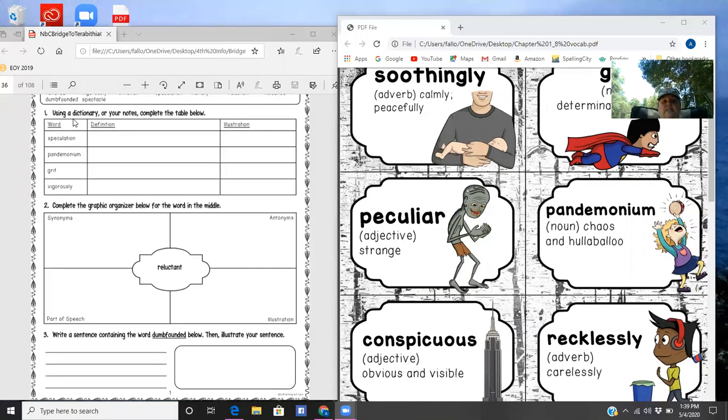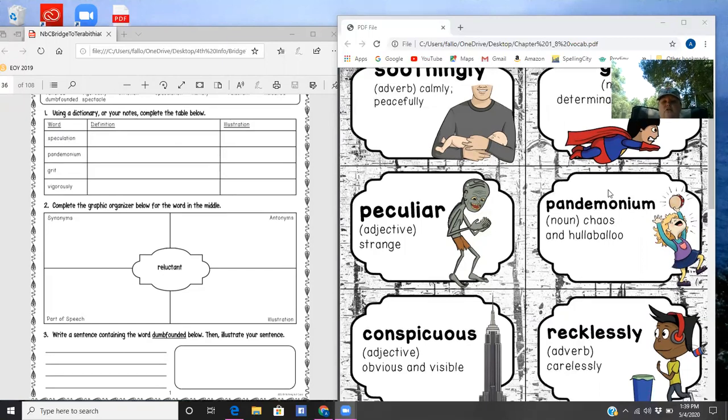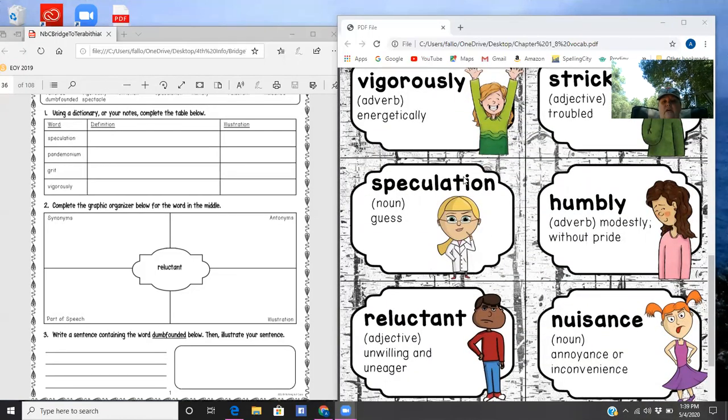Question number 1, using a dictionary or your notes, so you are allowed to use your vocabulary cards, complete the table below. It gives you the vocabulary word, it asks for the definition, and then it wants you to just draw a little picture. Illustration is a picture that you're going to draw that shows that vocabulary word. So the first word is speculation. On my cards, I'm going to find speculation right here, and it gives me my definition. It also gives me an idea of what I can draw for my illustration.